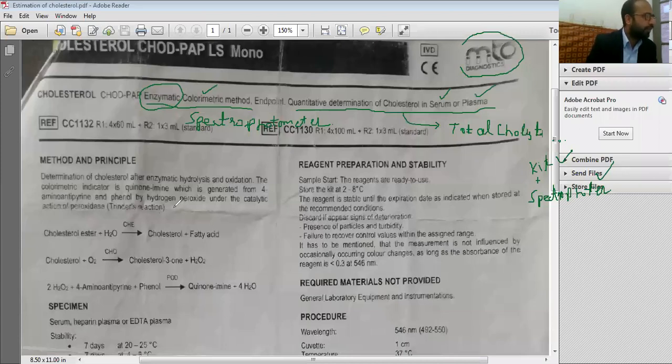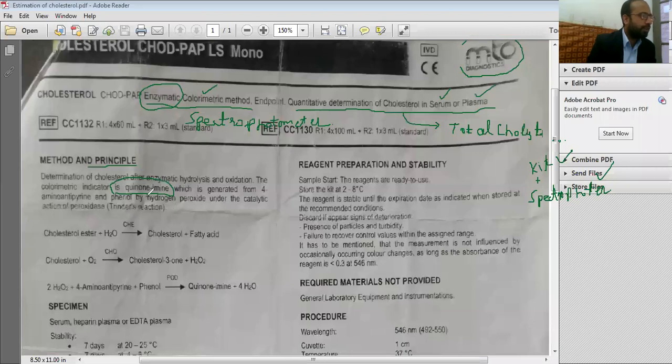First of all, we discuss the principle of this experiment, how we can estimate the cholesterol in the blood serum. The principle represents which biochemical actions will proceed in the test tube when we estimate cholesterol in the blood plasma. First, determination of cholesterol after enzymatic hydrolysis and oxidation. The colorimetric indicator is quinone amine. Colorimetric indicator means this is the last colored compound, called quinone amine. This colored compound will be utilized for the estimation of cholesterol in our blood sample.